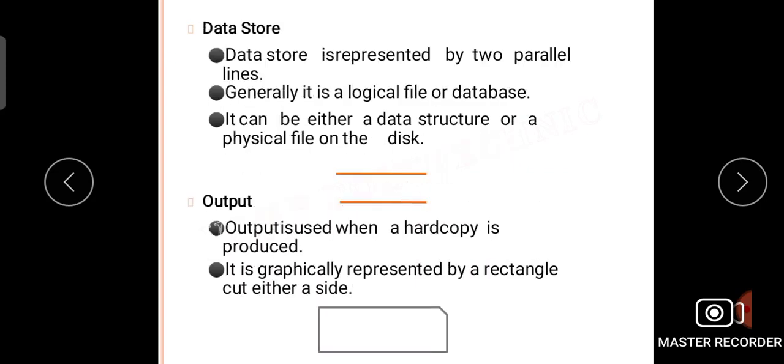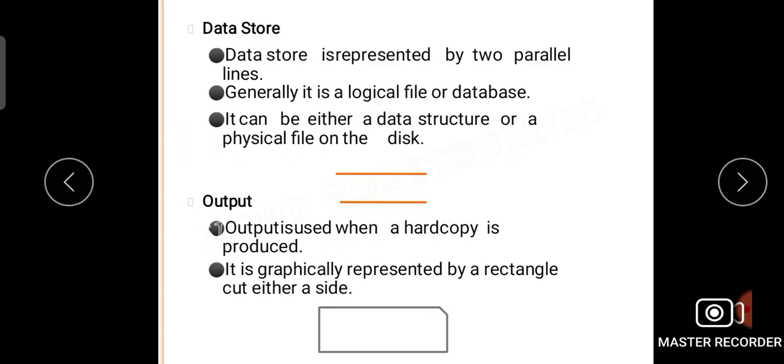Next, data store. A data store is represented by two parallel lines, and generally it is a logical file, and we can also say a database. So it can be either a data structure or a physical file on the disk.